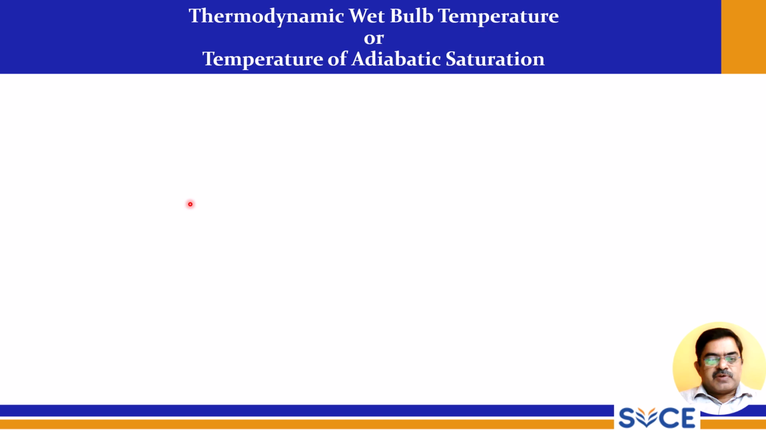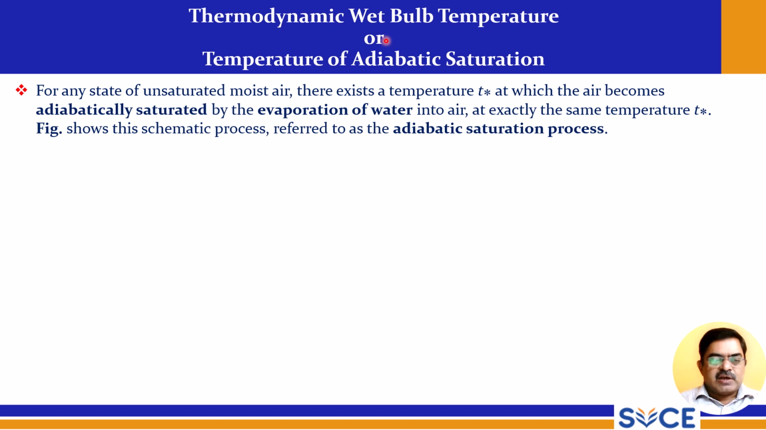So thermodynamic wet bulb temperature is also called the temperature of adiabatic saturation. So both ways you can call this. And suppose you get a question in the university question paper, what is thermodynamic temperature of adiabatic saturation, you have to answer the same thermodynamic wet bulb temperature. So that is the title. You have to be a little careful.